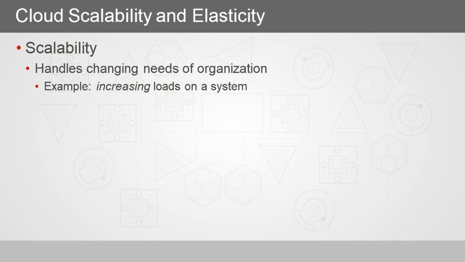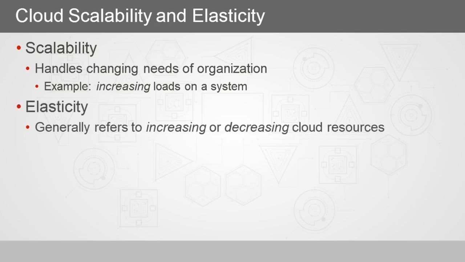For example, by increasing loads on a system and handling that by increasing the underlying resources supporting it, like EC2 instances, or adding more horsepower to the instances. Elasticity generally refers to increasing or decreasing cloud resources, but technically scaling can also be decreased.